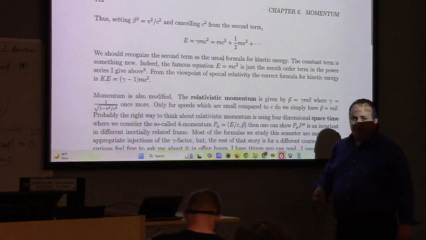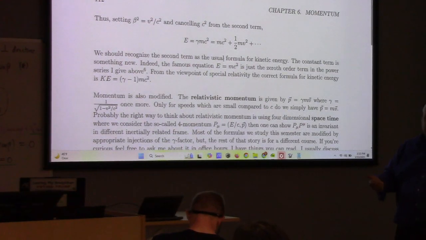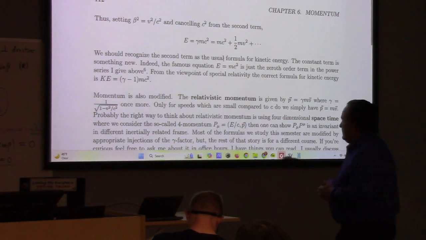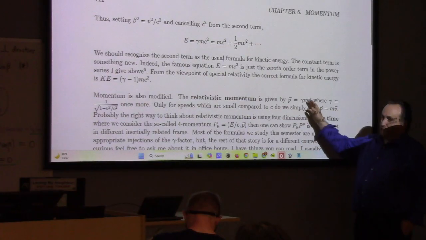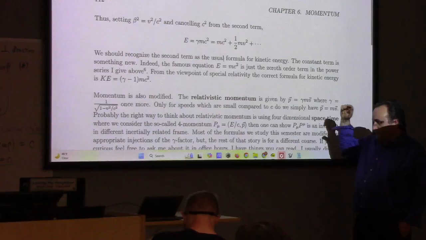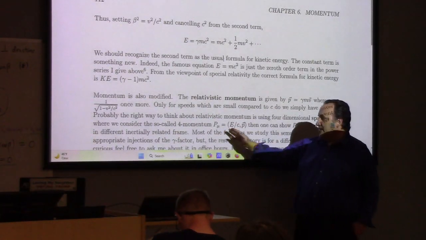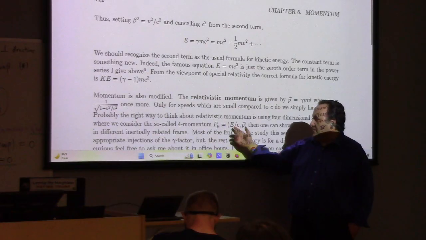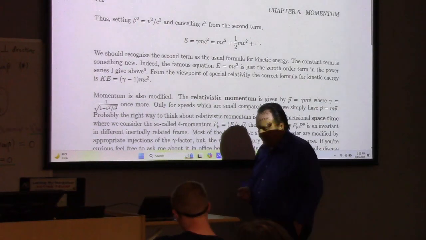Thinking of it this way becomes important if your speeds are relativistic. If your speeds are not relativistic, which they won't be in this class, then we can get away with 1/2 mv squared and we don't get into trouble. The relativistic momentum is also modified. Relativistic momentum is gamma mv, where gamma again is 1 over the square root of 1 minus v squared over c squared. And you can also look at something called four-momentum, which is actually a combination of energy and momentum. We think about energy and momentum on the same footing in special relativity.